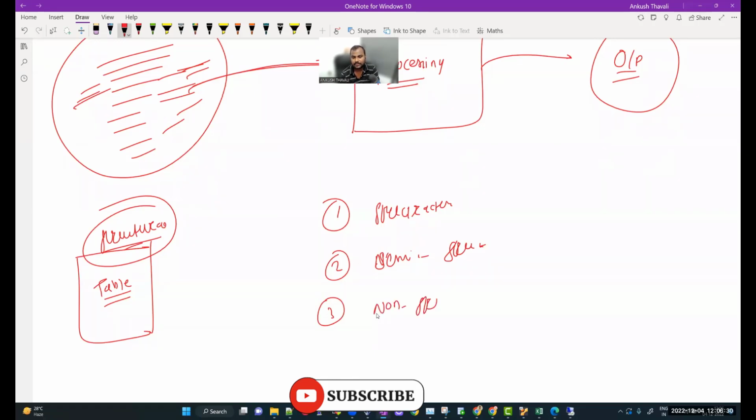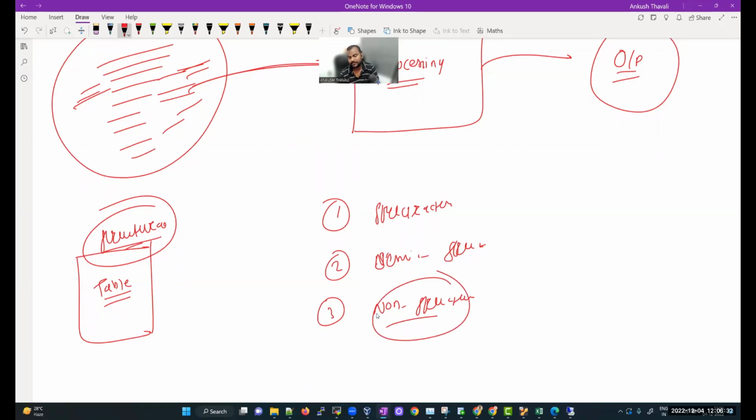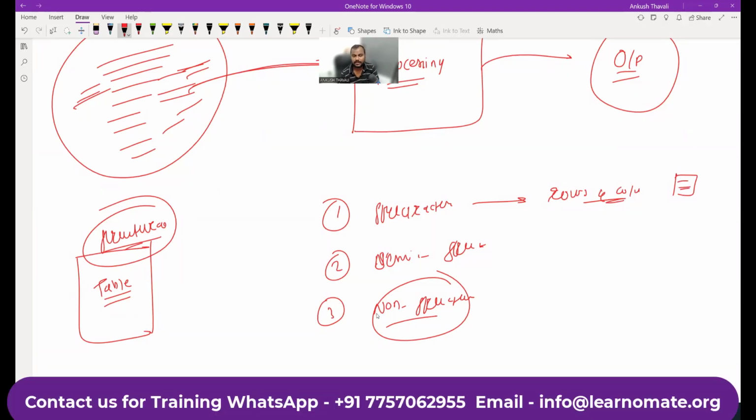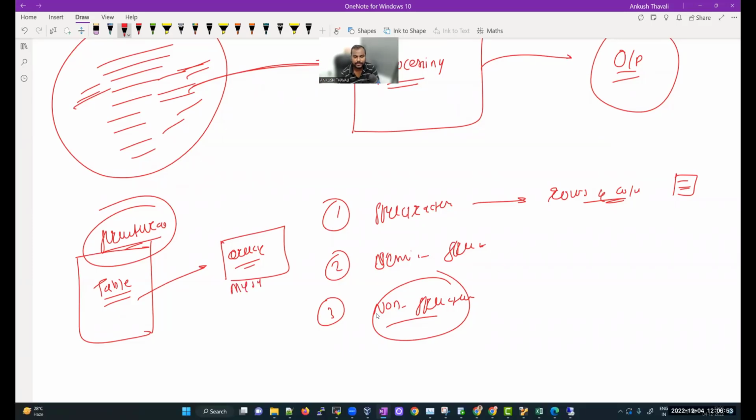Non-structural means data which cannot be in a structure. Structural data means data which can be stored in the form of rows and columns. Like let's say we have data in the form of a table. That is a structural kind of data. So when you have structural data, that data can be processed by using an RDBMS system like Oracle, MySQL, PostgreSQL, and then SQL Server. We can do all those things with structural kind of data.